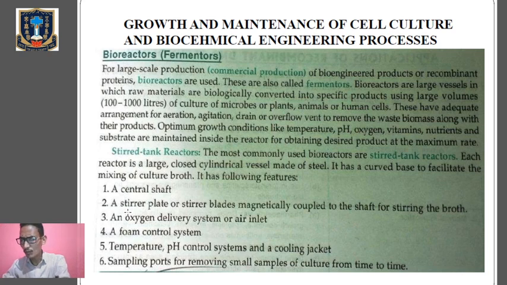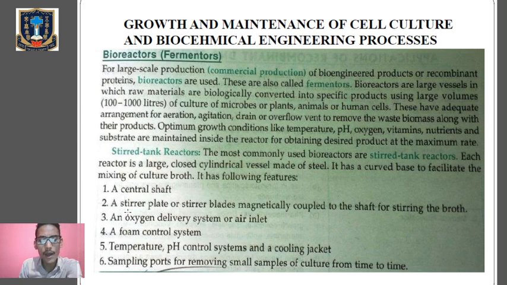So here we will try to produce the product in a higher amount. Therefore, we'll take the help of bioreactors or fermenters for the large scale production of bioengineered products or recombinant proteins. In order to obtain the product in large quantities, we will take the help of bioreactors or the fermenters.